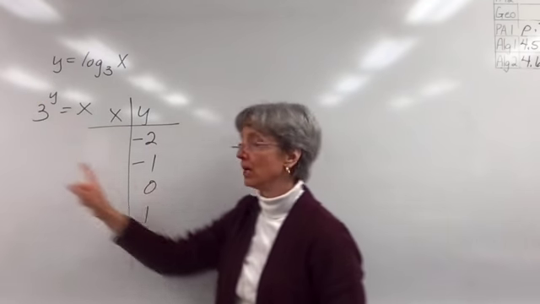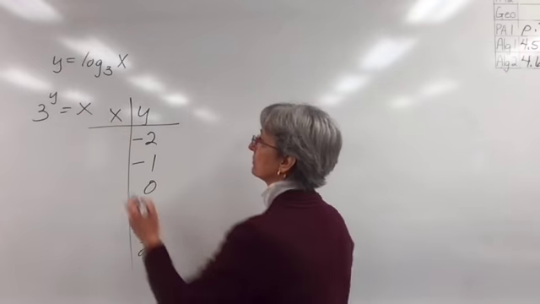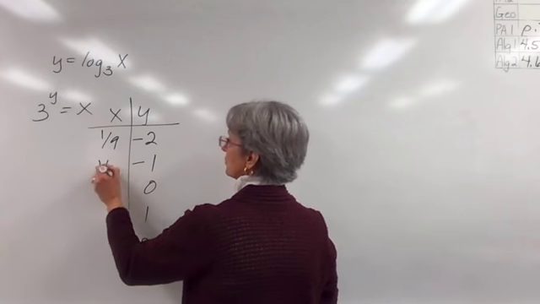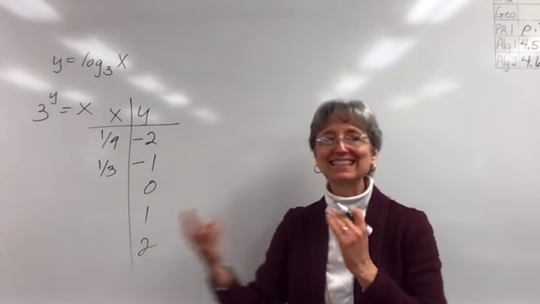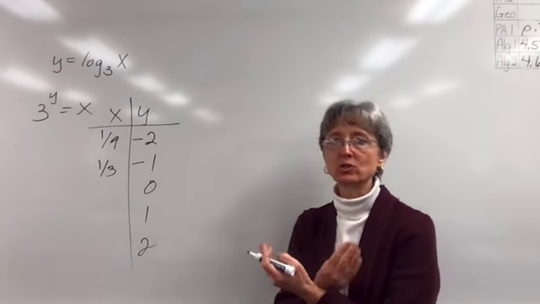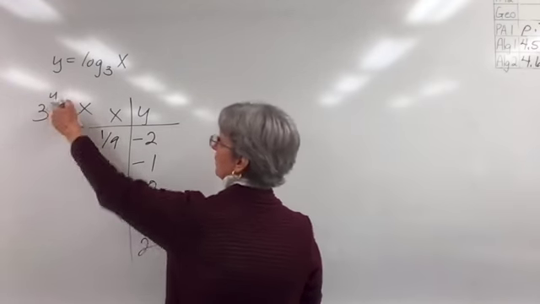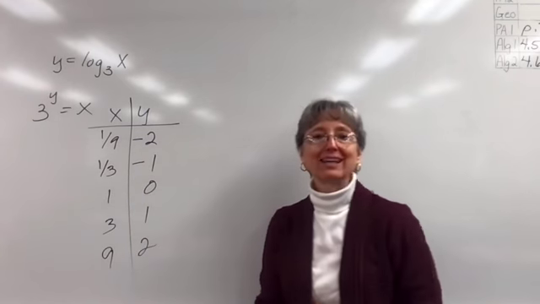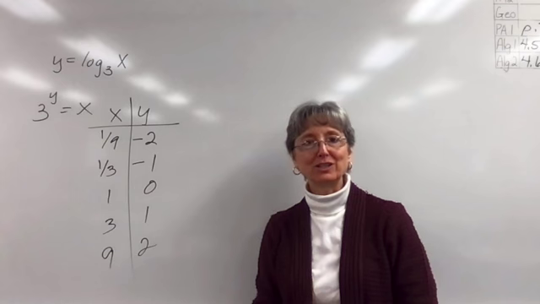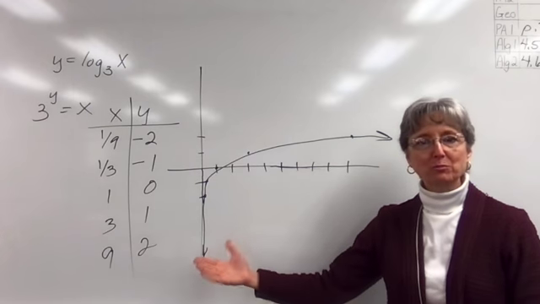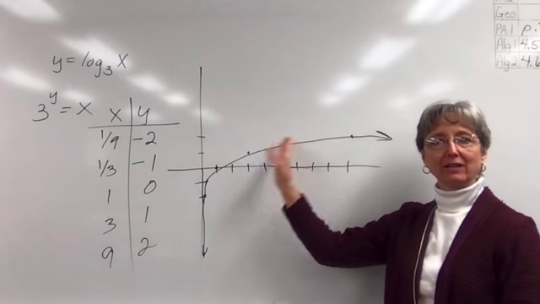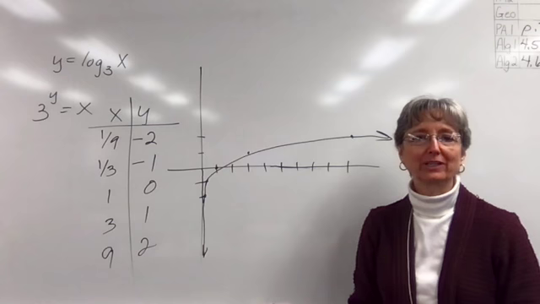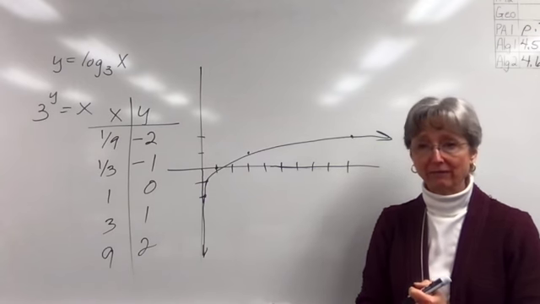So 3 to the power of negative 2 would be 1/9. 3 to the power of negative 1 is 1/3. So our x is 1/3. See, they just switched places. The x and y's just switched places. 3 to the power of 0 would be 1. And this is 3, and this is 9. Now let's plot these points and see what they look like. I plotted those points, and sure enough, here is my log equation with a base 3. That's the secret to graphing these.